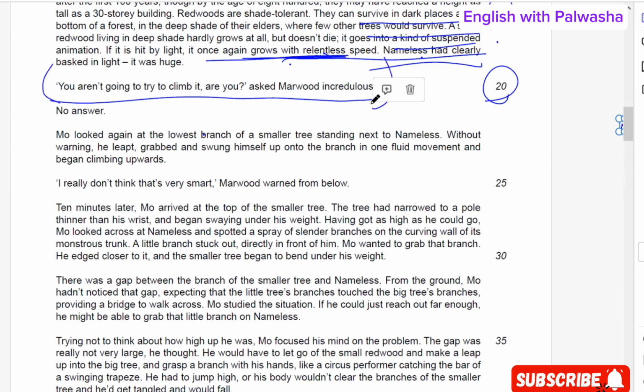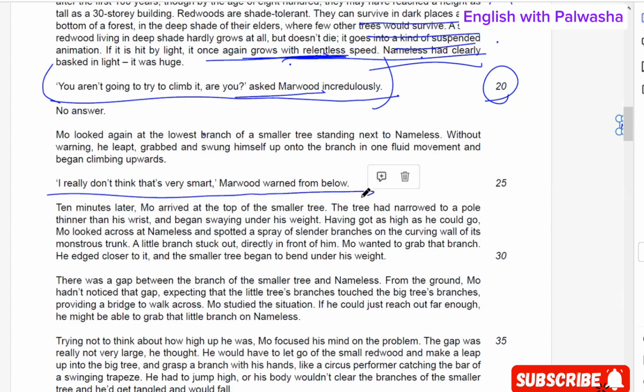The first example, you're going to explain like this: at first, I can't believe Moo's going to try to climb. Just write it: at first I would not believe, or maybe I was unable to believe, that Moo's going to try to climb. And this example you can also quote. All right, then for the second example you can quote, "I really don't think that's very smart."